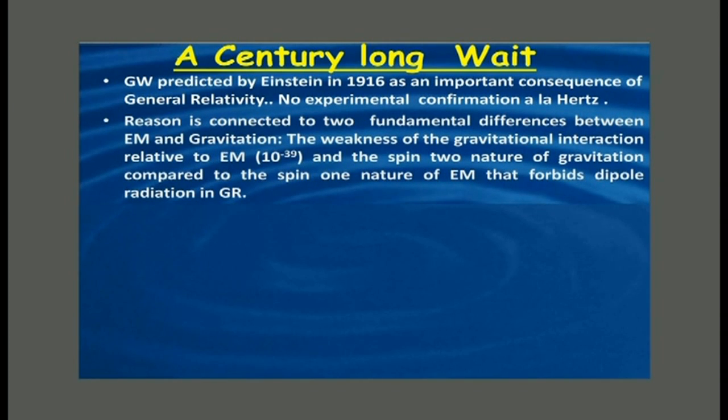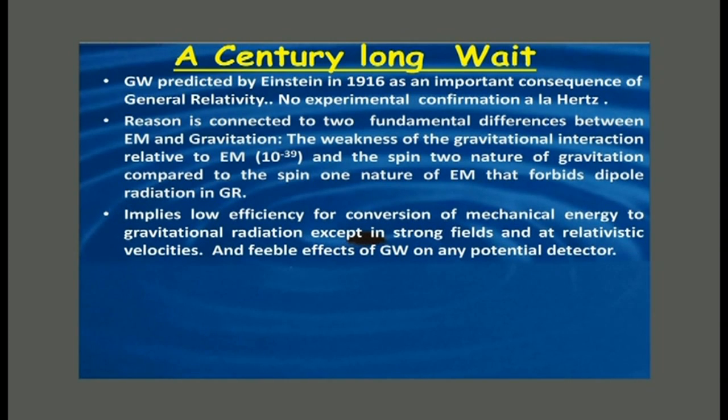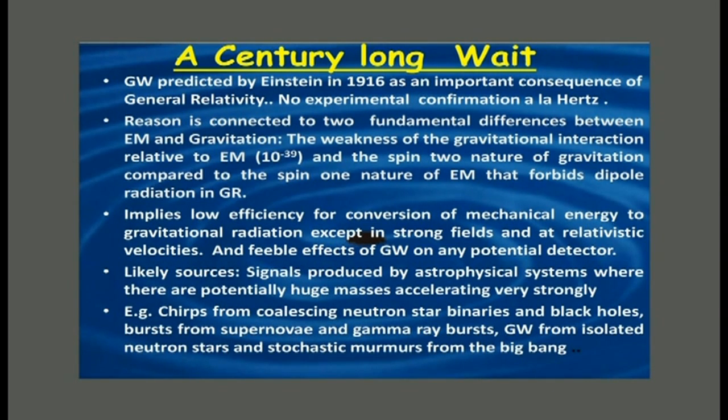And as I explained to you, the reason is twofold. The gravitational interaction is much weaker compared to electromagnetism, and dipole radiation is not possible in general theory of relativity. Therefore, if you try to convert the mechanical energy of a system into gravitational radiation, unless you have very strong gravitational fields, unless your system is relativistic, you cannot produce gravitational waves. Also, the effect of gravitational waves on any detector will be very, very weak. And therefore, instead of laboratory sources, you really have to look for astrophysical systems where you can create large masses. These large masses can have very large accelerations, and therefore by using astrophysical sources you can produce gravitational waves.